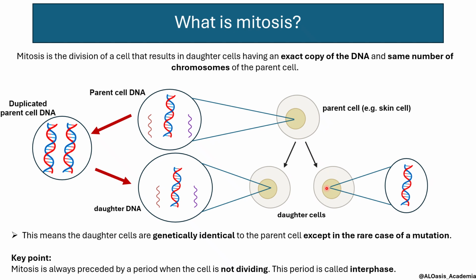There's a key point that you need to understand: mitosis is always preceded by a period when the cell is not dividing. That's the period when the cell still hasn't divided into two daughter cells. This state where the cell is just staying as it is is called the interphase stage. It's a stage that precedes mitosis, and the cell in that stage is not dividing. We will cover all of these points in more detail in the following slides.